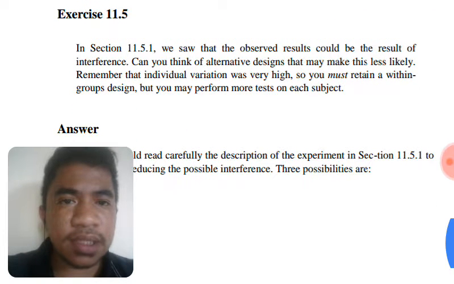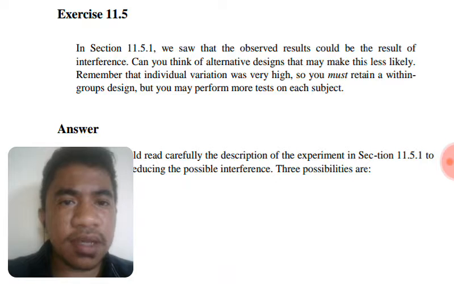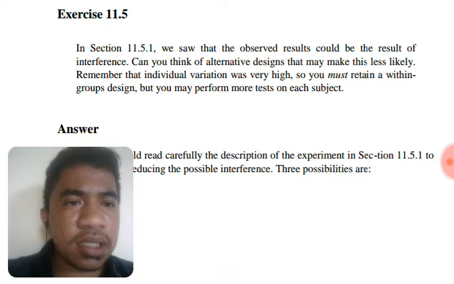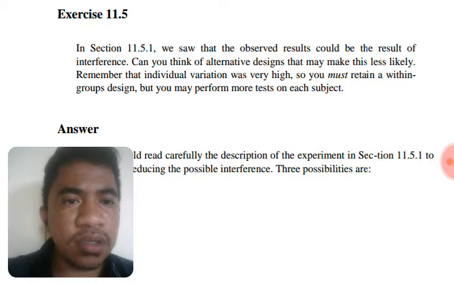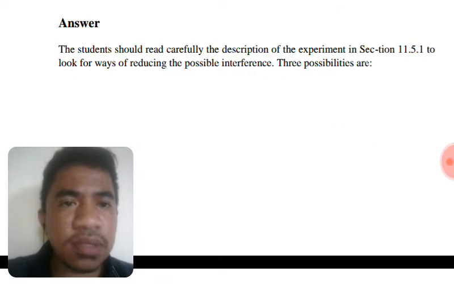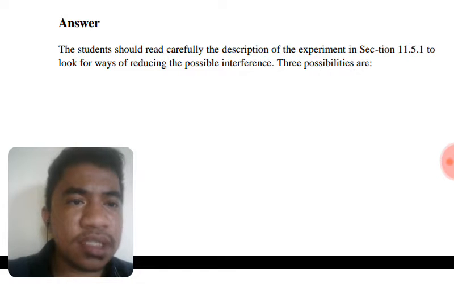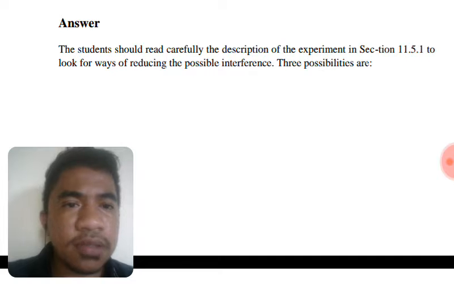Exercise 11.5. In section 11.5.1, we saw that the observed result could be the result of interference. Can you think of alternative designs that may make this less likely? Remember that the individual variation was very high, so you must retain a within-group design, but you may perform more tests on each subject. Answer. The students should read carefully the description of the experiment in section 11.5.1 to look for a way of reducing the possible interference.